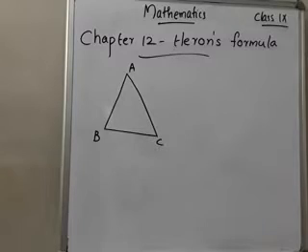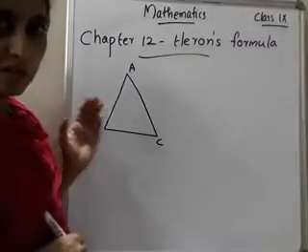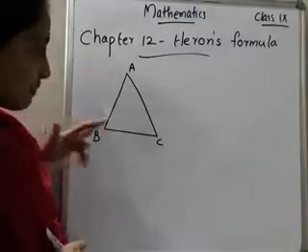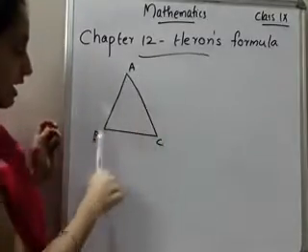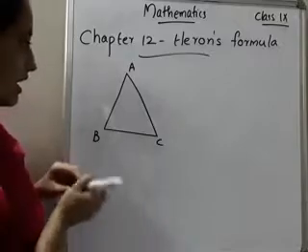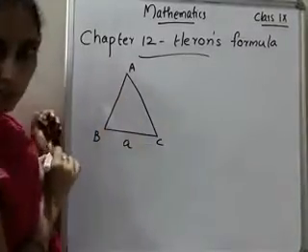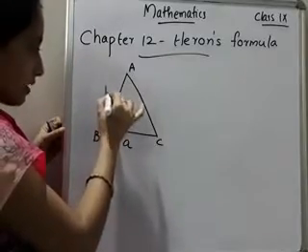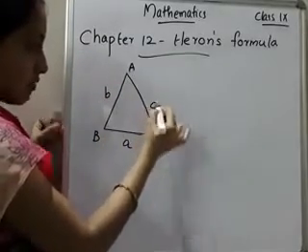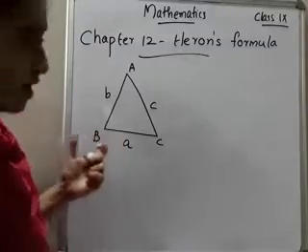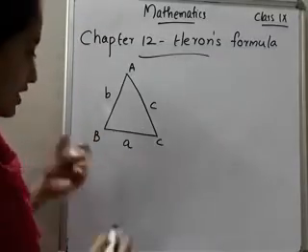Please don't write anything now. Please listen here. This is a triangle ABC. Given that its sides are, this side is denoted by the small letter A, this side is small letter B, and this side is denoted by the small letter C. Heron's formula: how will you find the area of this triangle?